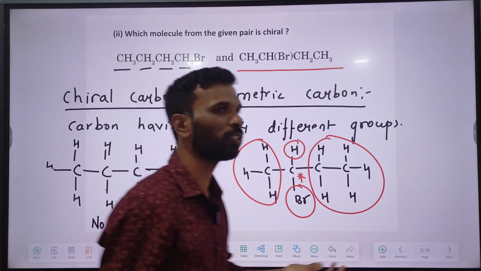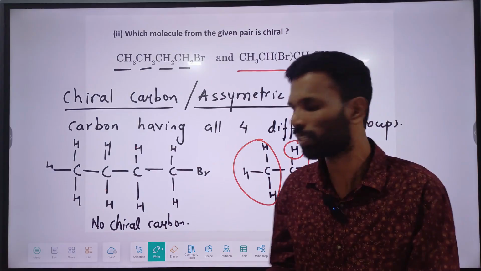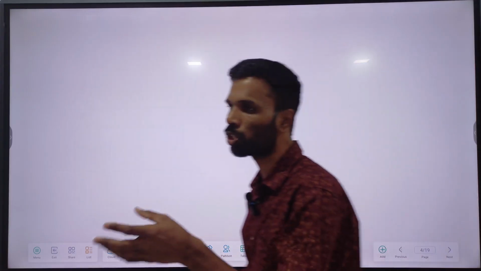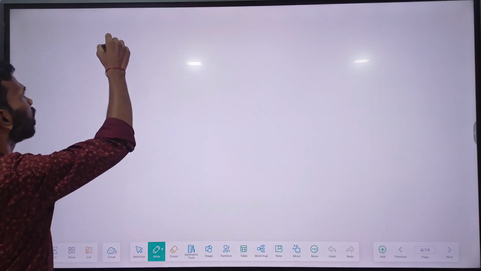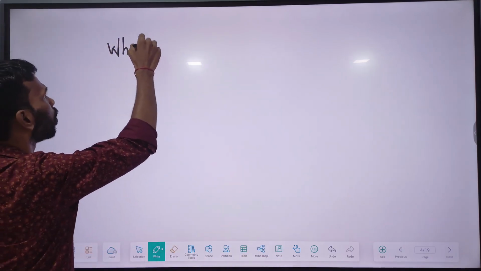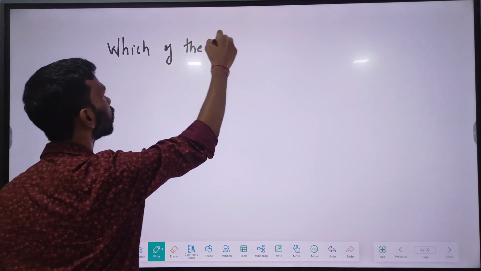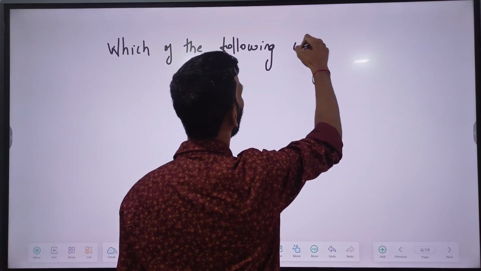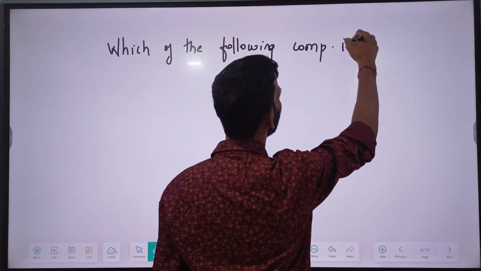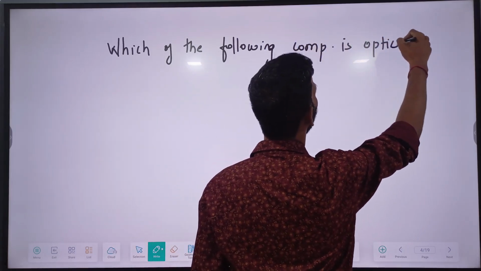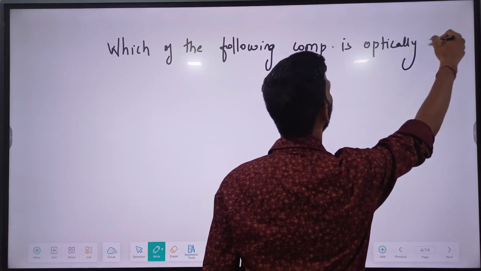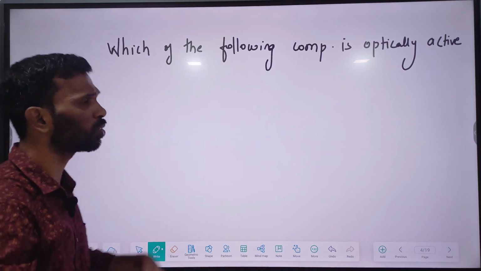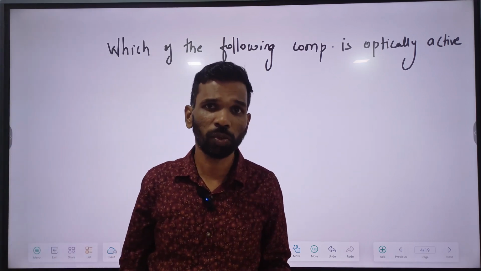The same question could be asked in an exam, and you shouldn't get confused. The question could be asked this way: which of the following compounds is optically active? This could be a different way the question is framed.